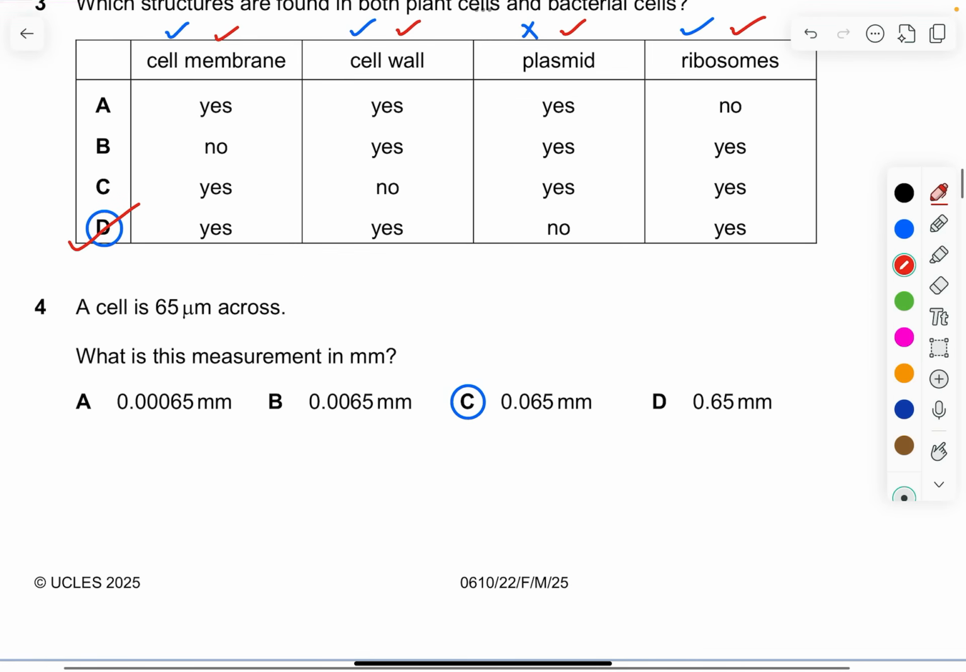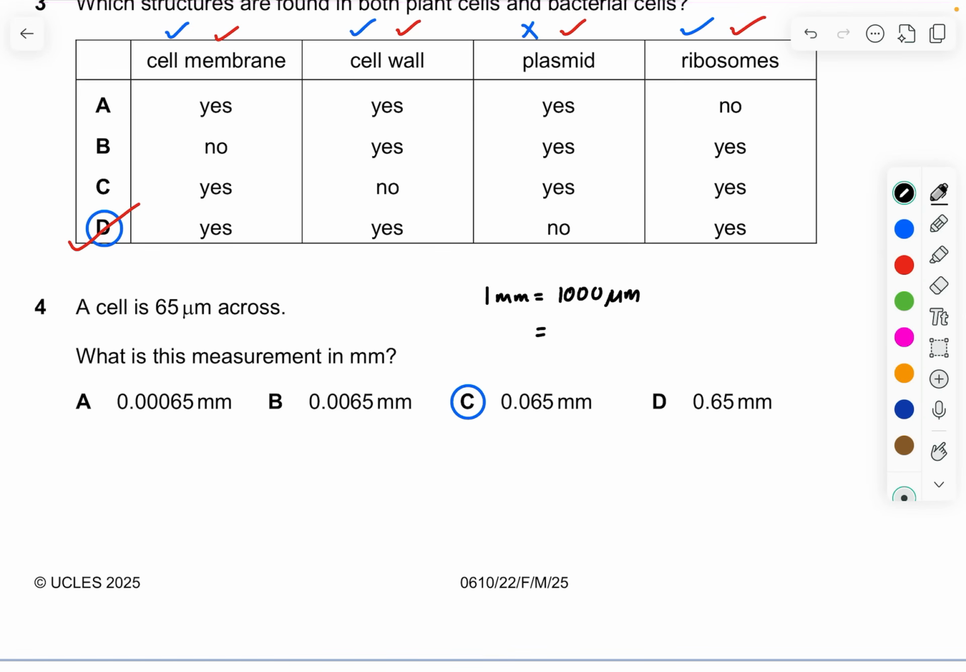Okay, question 4. A cell is 65 micrometer across. So what is this measurement in mm? You first of all just use simple math. What is 1 millimeter? 1 millimeter equals 1000 micrometer.